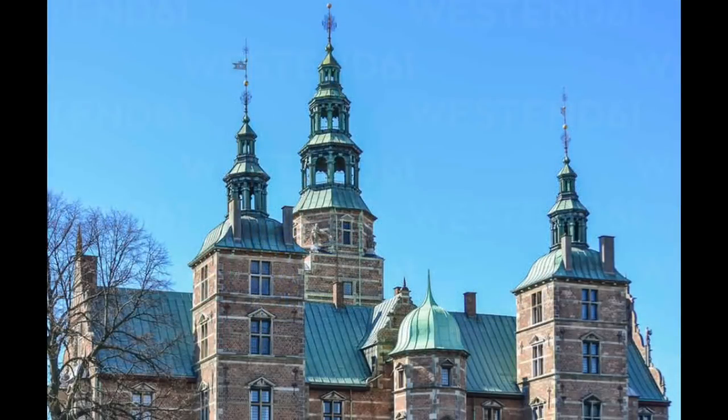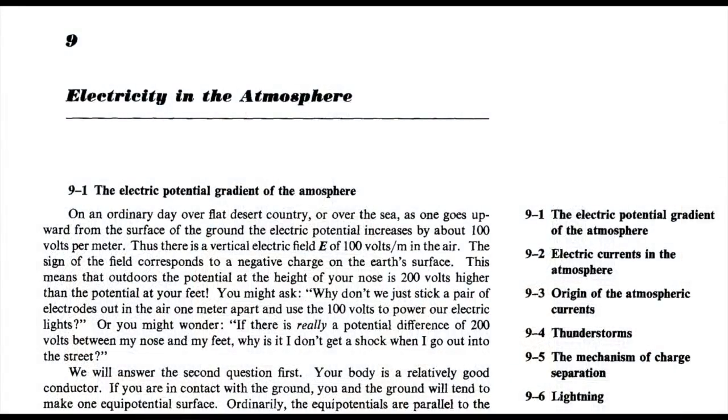In the early 1600s, Christian IV also could have easily used Rosenborg's tall metal spires to harvest ions as low, fluctuating amounts of electricity from the air. Richard Feynman explained the basics of this in Chapter 9 of his published physics lectures, Electricity in the Atmosphere.